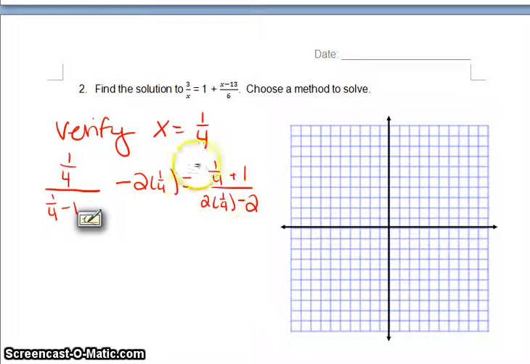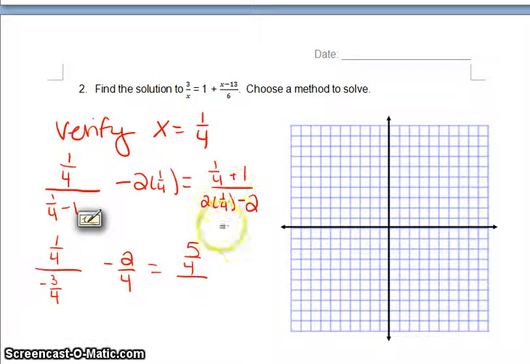First step, I'm going to simplify the numerators and denominators where I can. For now we'll leave 1/4 as it is. Divide that by 1/4 minus 1, that is negative 3/4. Negative 2 times 1/4, that is negative, and you can leave it as a denominator of 4, so we can have negative 2 over 4. That is equal to 1/4 plus 1, that'd be 5 over 4, over 2 times 1/4 is 2 over 4 minus 2.